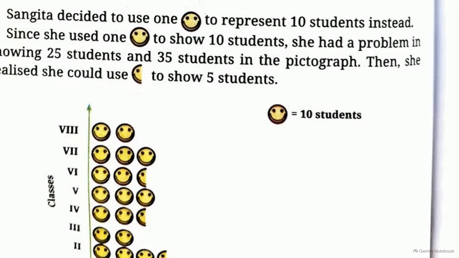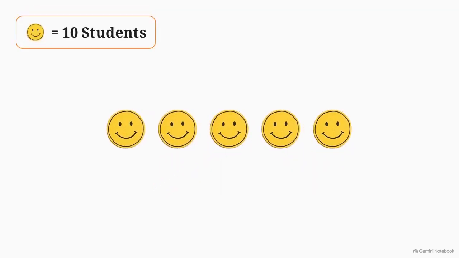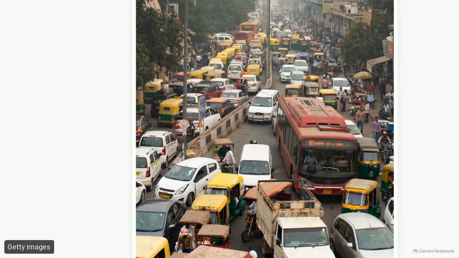Tally marks work well for a single classroom, but if you need to track the attendance of an entire school, drawing hundreds of individual lines becomes inefficient. A pictograph solves this by using a single visual symbol to represent multiple units. In this chart, one smiley face stands for 10 students. The system even handles smaller numbers by using partial symbols. Since a whole face is 10 students, this half smiley represents 5. Using icons allows us to compress a larger dataset into a smaller space, making the totals readable without counting every single person. But icons have their limits.